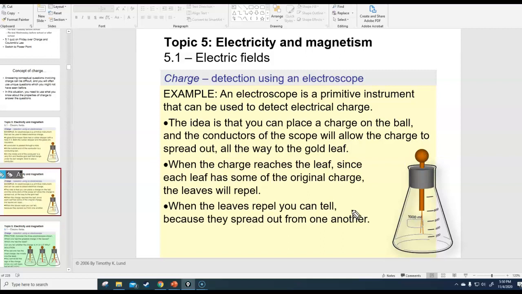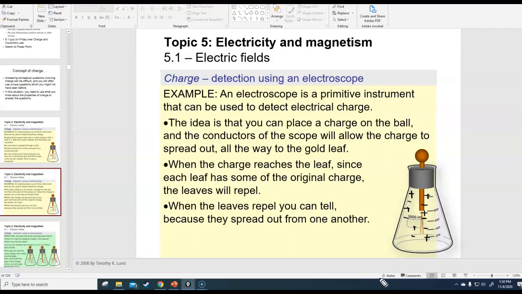Okay, so let's say we have positive charge. So positive, positive, negative, negative, positive, positive, negative, negative. So let's say this whole thing is electrically neutral. Positive, negative, negative, positive, whatever. Equal amount of positive and negative charge.